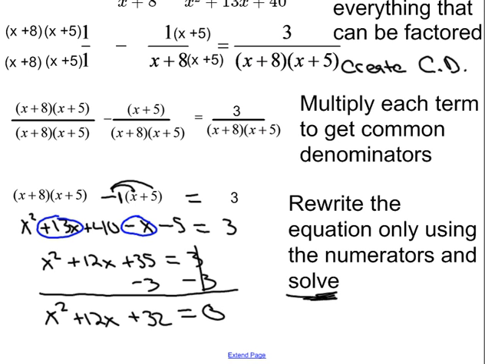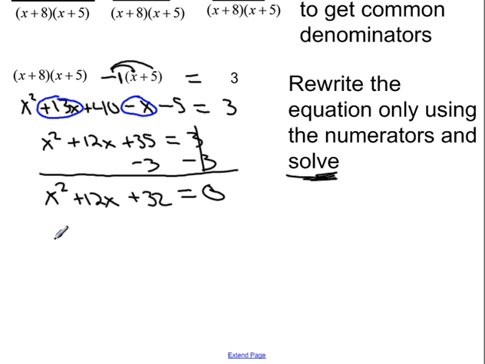You can use either one of the methods you're more comfortable with here. If you want to use the quadratic formula to solve this, you can. If you want to use factoring, you can. If you want to use the graphing calculator, you can. I'm just going to factor it out. So this easily factors out to what? Two numbers that multiply to 32 and add up to 12, 8 and 4. So I get x plus 8, x plus 4.